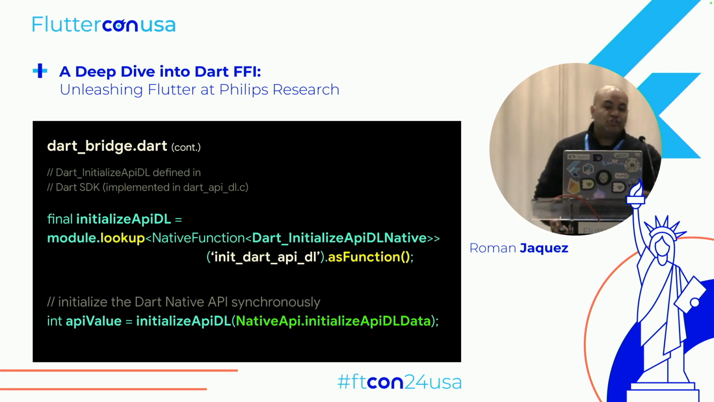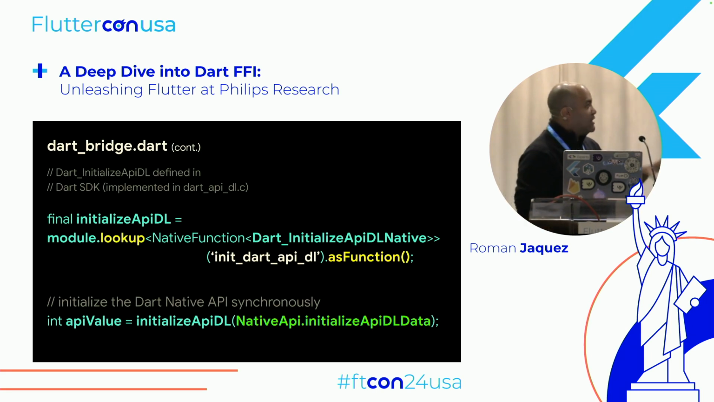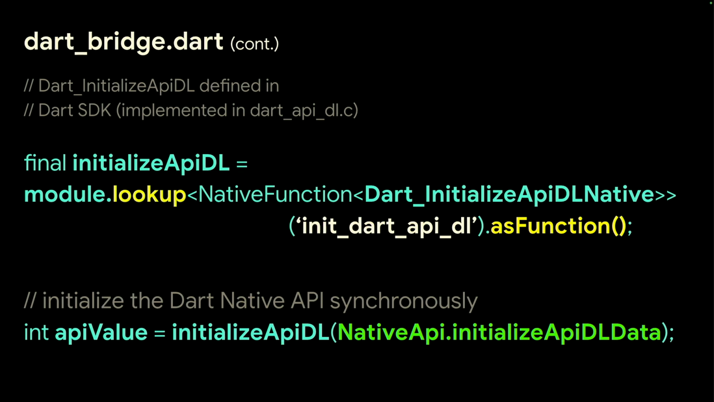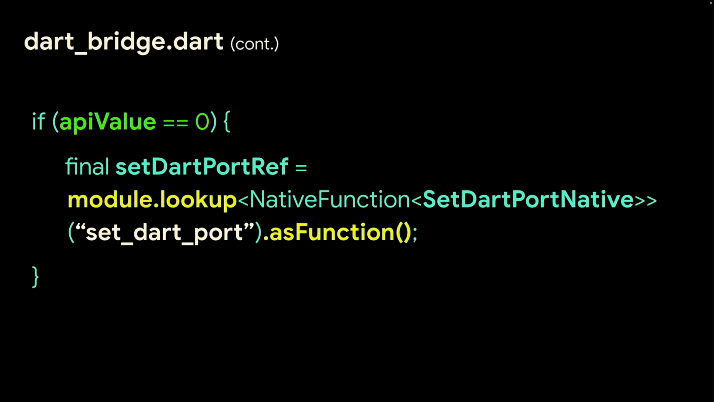Then the next thing that you do is perform lookups. After you do the bindings, your module, let's say your shared library, is able to find those functions in C++ using those type definitions, and then you can call those functions directly from Dart. Then you can just check, did the library load successfully? I think the value just returns 0, and that means the library loaded successfully. Then you can do more lookups.